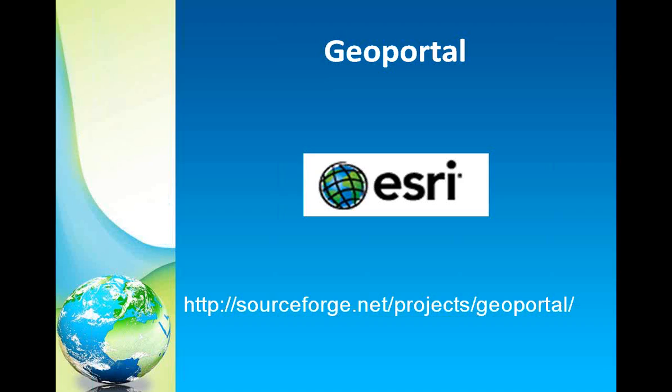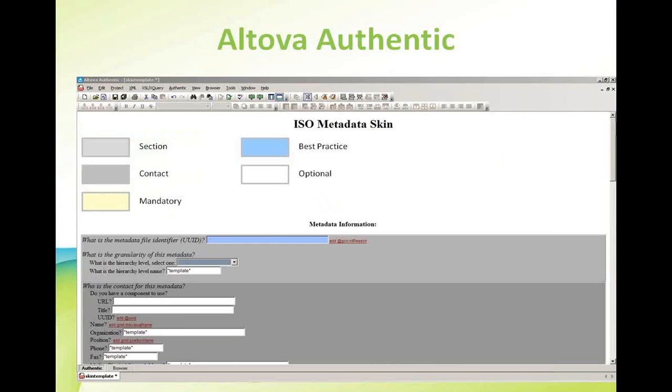So this is the Esri Geoportal, and they're linked to where they have the information on the SourceForge location. Another tool that's available is the Ultima Authentic.